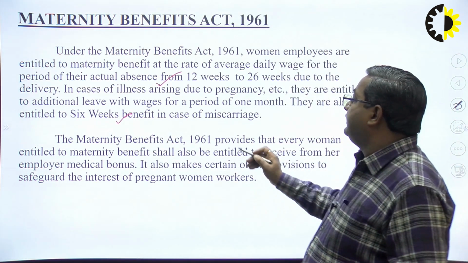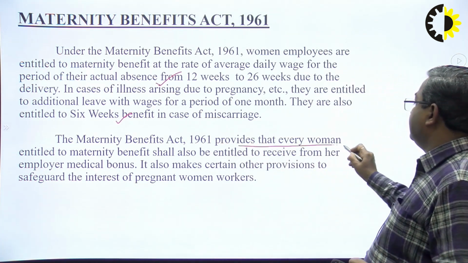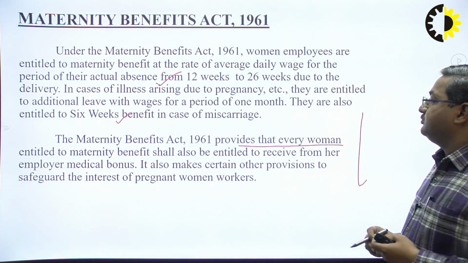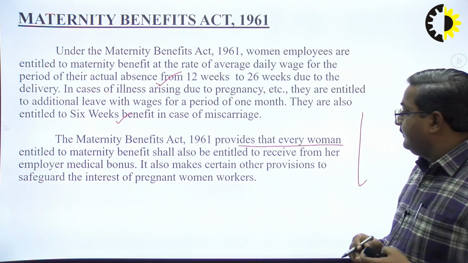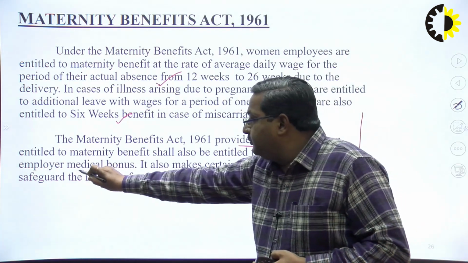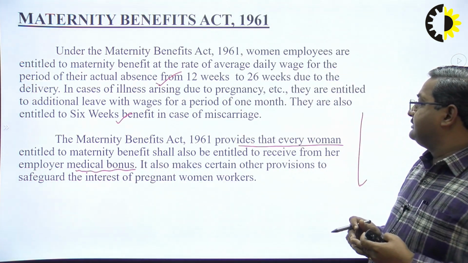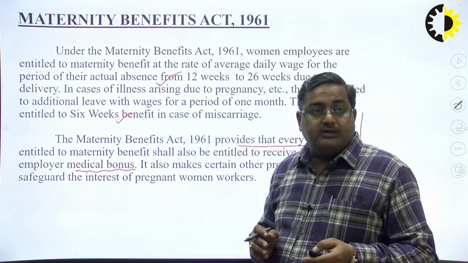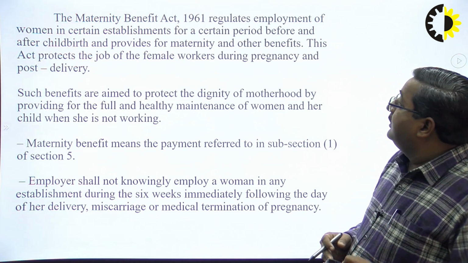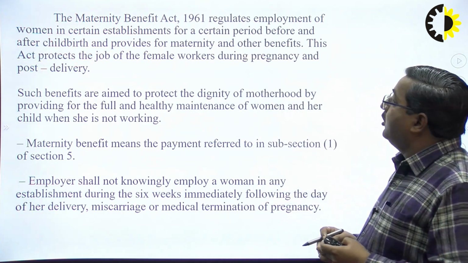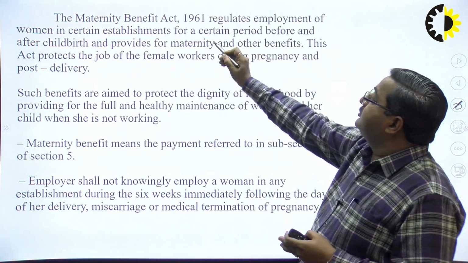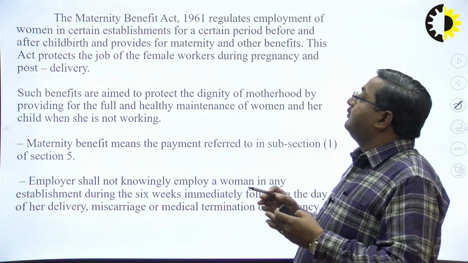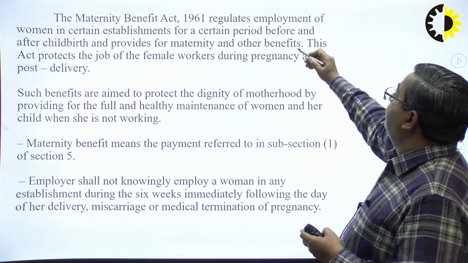The Maternity Benefit Act 1961 provides that every woman entitled to maternity benefit shall also be entitled to receive from her employer a medical bonus. It also makes certain other provisions to safeguard the interest of pregnant women workers. The Maternity Benefit Act 1961 regulates employment of women in certain establishments for a certain period before and after childbirth and provides for maternity and other benefits.